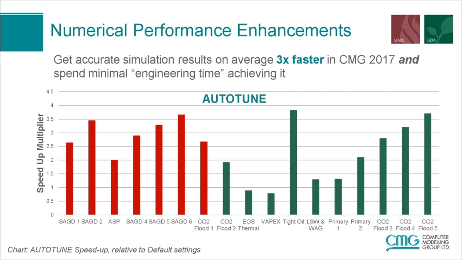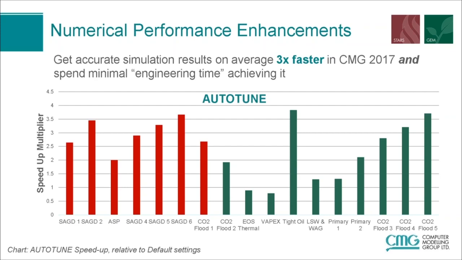And so this new option is available currently in STARS and GEM, and will be available in IMEX as well shortly. So we have, on average, seen the models run 3 times faster using AutoTune. And we, of course, haven't represented all of the tests that we've run on this chart. And we're seeing from our internal tests as well as client tests who have been early adopters of the 2017 release, speedups of greater than 10 times as well.